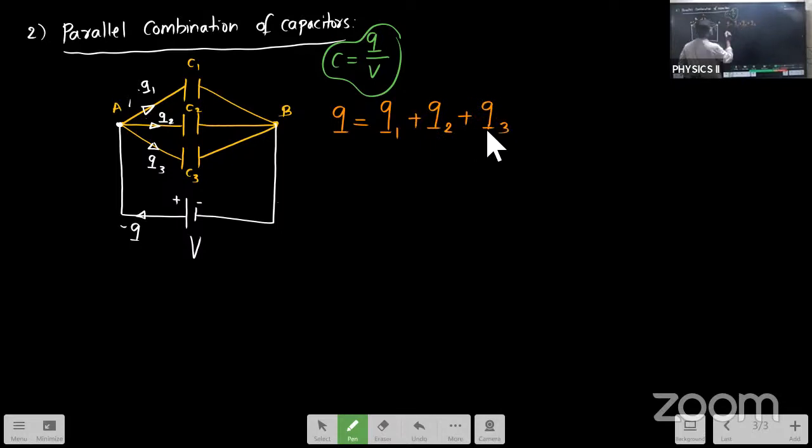So by looking at this equation, what is the value of Q? I can write Q is equal to C into V. Charge Q is equal to capacitance C into potential V. Let us substitute this value here.